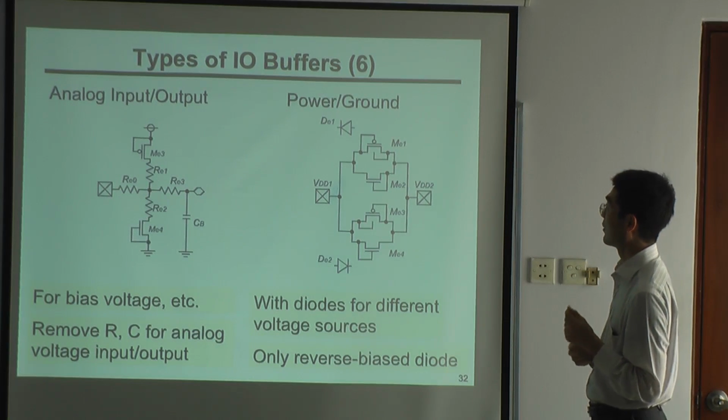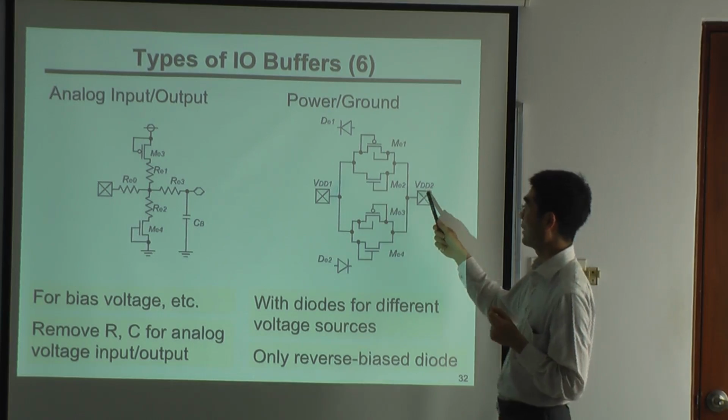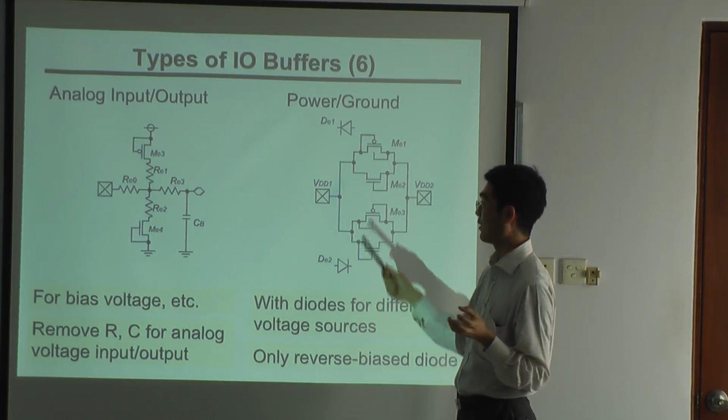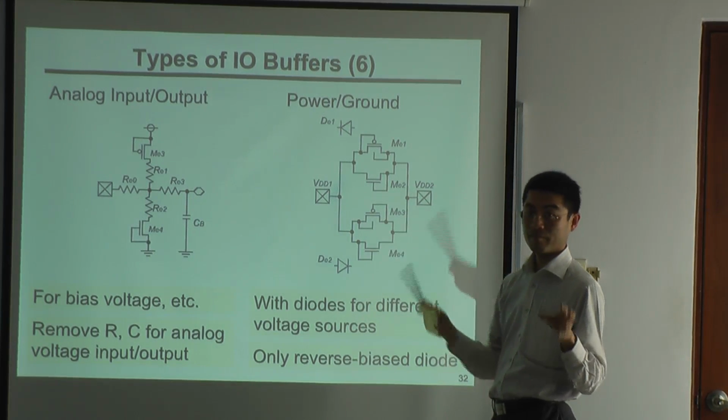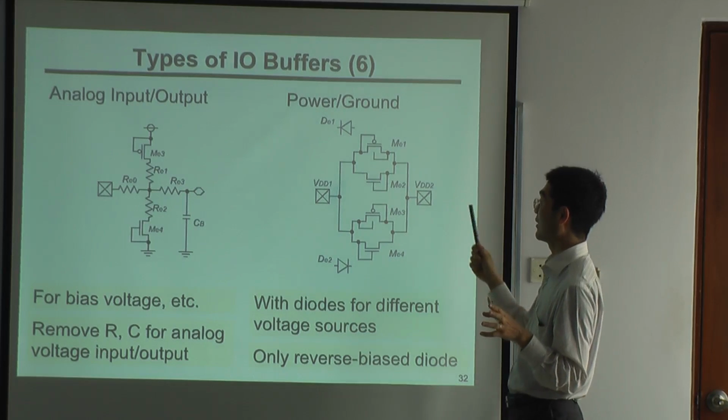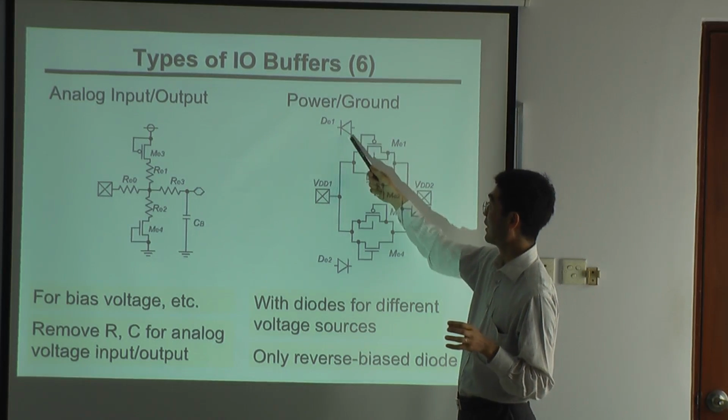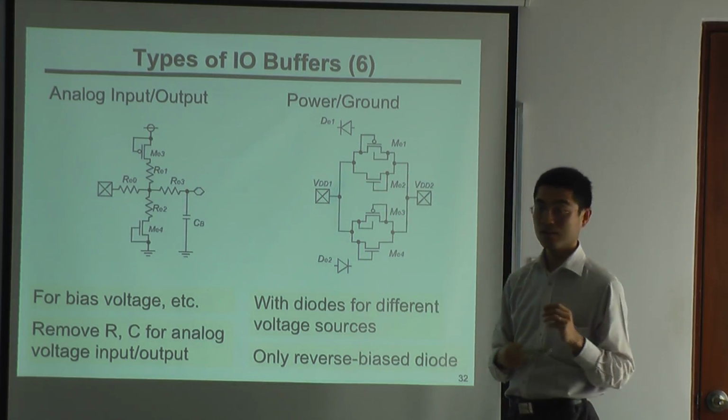And sometimes we have multiple VDDs, VDD1 and VDD2. And in such a case, we sometimes put a diode for ESD. Right?